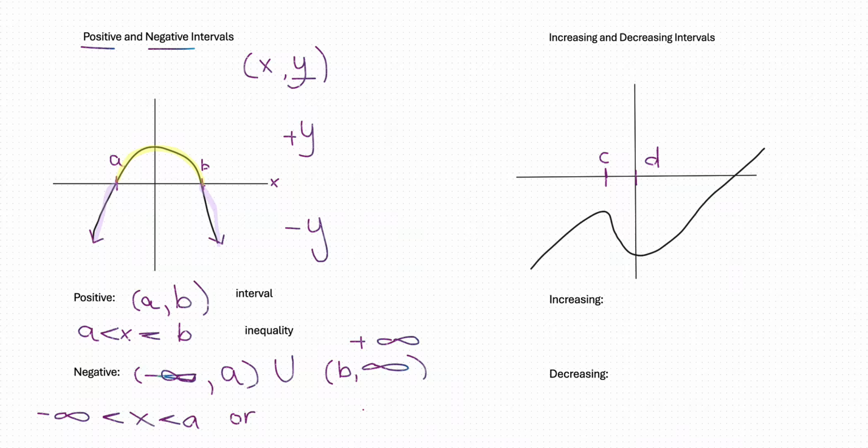B is less than x is less than infinity. Pay attention to the fact that I didn't use a greater than or equal sign, just like over here, because it's in open parentheses. It's in open parentheses because we can never reach negative or positive infinity, and because over here at these points, it is neither positive nor negative.